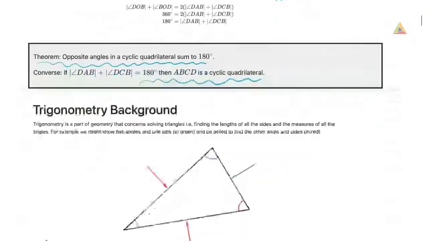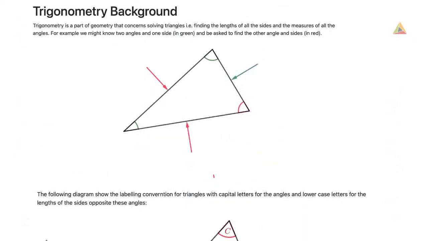Okay. So we're going to move on to some trigonometry background now. Trigonometry is a part of geometry that concerns solving triangles, so finding the lengths of all sides and the measures of all angles. For example, we might know 2 angles, which are in green, and be asked to find the other angles that are in red. You can see that on the diagram.